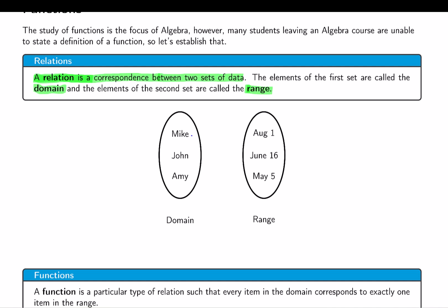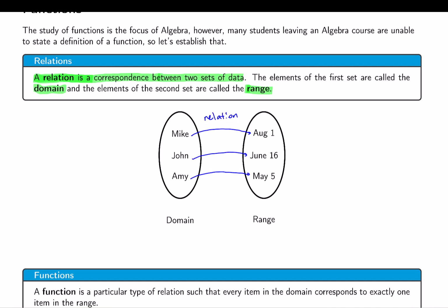So Mike here, he corresponds somehow to the date August 1st, perhaps it's his birthday, or, who knows. It doesn't really matter. He corresponds to that particular date. That correspondence is the relation. It's attaching Mike somehow to the data point August 1st. John, we could attach to June 16th, and Amy to May 5th. And now we've established a relation. The relation is the correspondence. That's the important thing to understand.